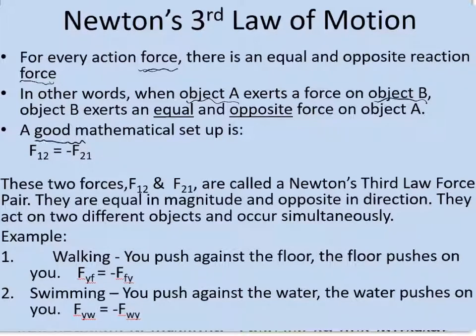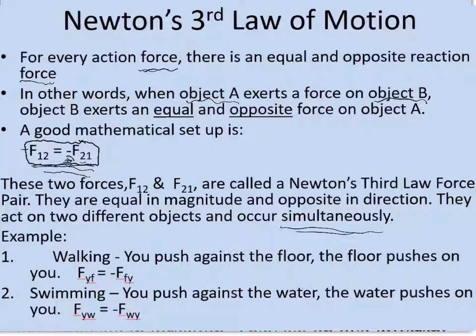And a good mathematical way of looking at it is this. The force of object 1 on object 2 is equal to the negative of the force of object 2 on object 1. And the reason the negative sign is there is, remember, forces are vector quantities, so we know that they act in different directions. So if one force is in a positive direction, the other force, if it's equal and opposite, has to be in the negative direction. You don't need to put the plus sign, though, in front of the initial F there. These are called Newton's third law force pairs. They're equal and opposite in direction. And again, they do occur simultaneously at the same time.